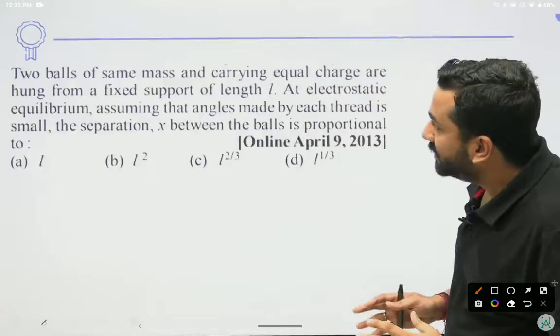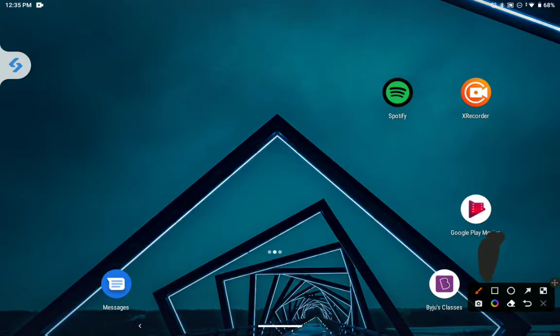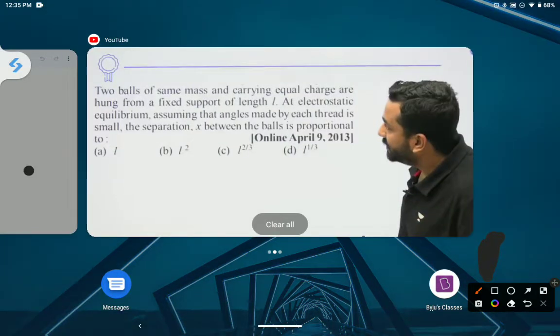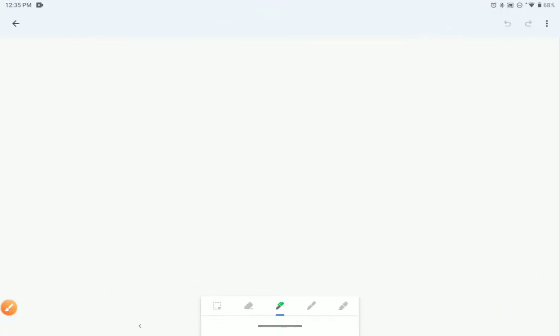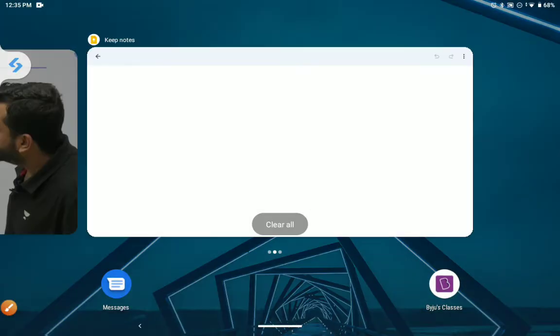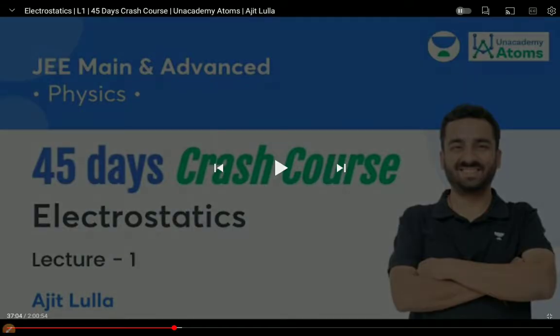So this is our next question. Two balls of the same mass and carrying equal charge are hung from a fixed support by threads of length L. At electrostatic equilibrium, assuming that the angle made by each thread is small, the separation x between the balls, that means the distance. I think it's better to use my notes. Okay, let's go through the question once again.